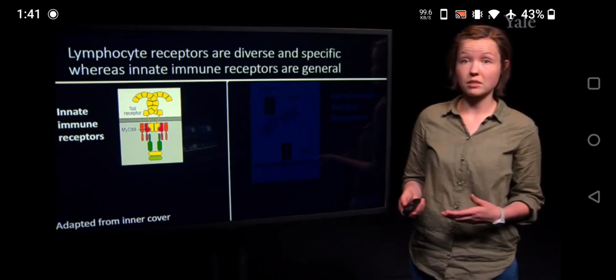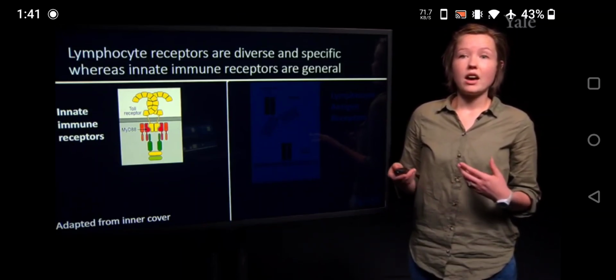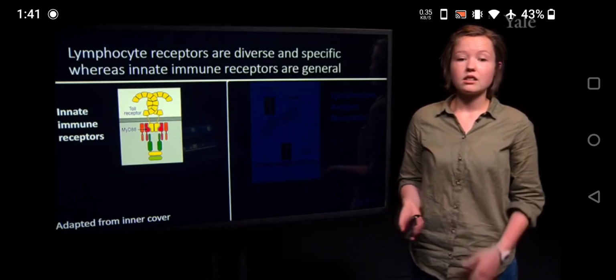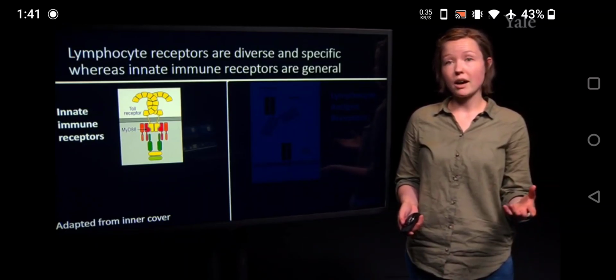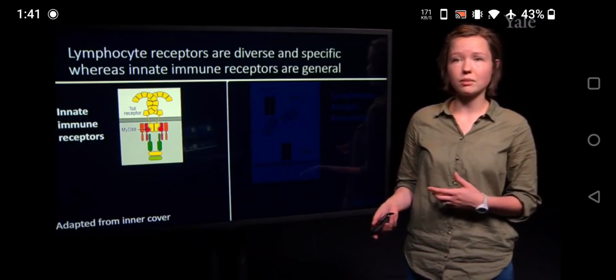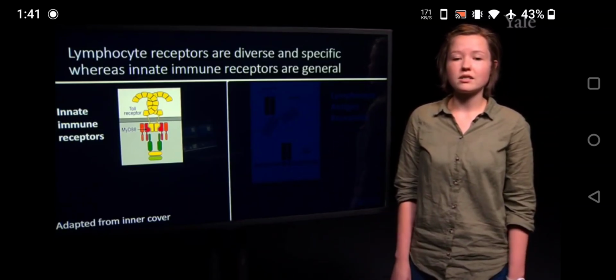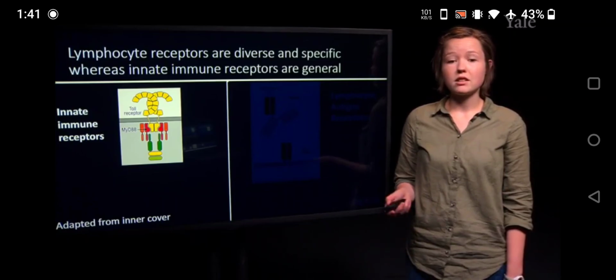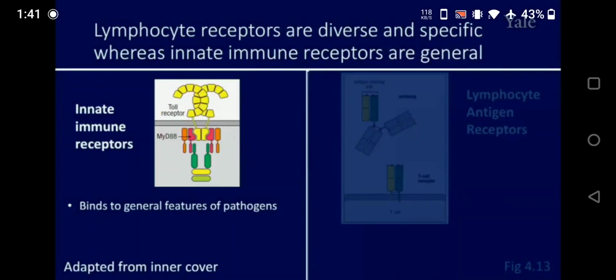So an important thing to remember is that lymphocyte antigen receptors are different from innate antigen receptors in that they are specific and unique. So in our lecture about lymphocyte antigen receptors, we have done this compare and contrast before, but just to reorient ourselves, innate immune receptors bind to general features of pathogens so that they can recognize a broad array of different pathogens. And this allows them to recognize a finite number of pathogen-associated molecular patterns, or PAMPs.